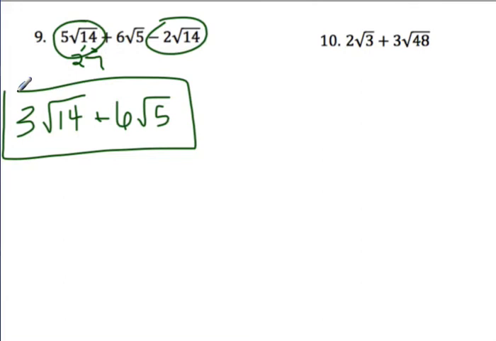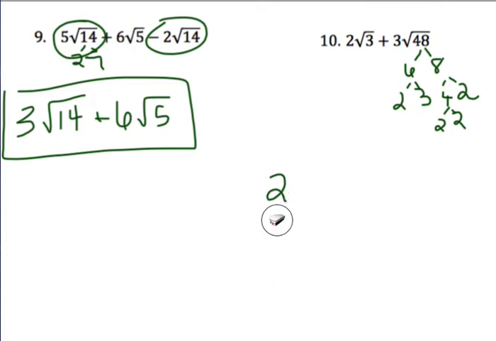Now, before we give up on number 10 and call it good, we need to break down this 48. So 48 can be broken down to 6 and 8. 6 can be broken down to 2 and 3. 8 can be broken down to 4 and 2. And 4 can be broken down to 2 and 2. Okay, so then I have 2's. Let's just simplify 48 out first. Let's make it easier. So right now, I'm just going to focus on this guy right here.